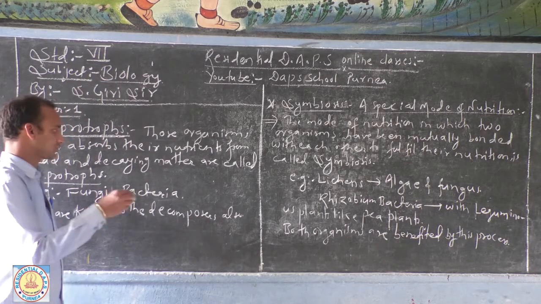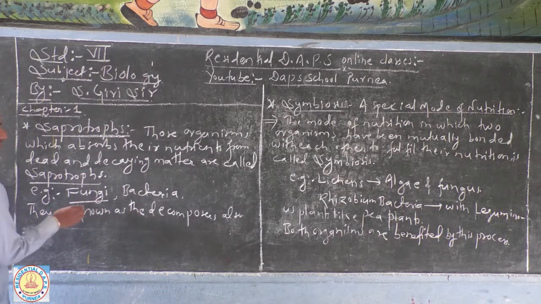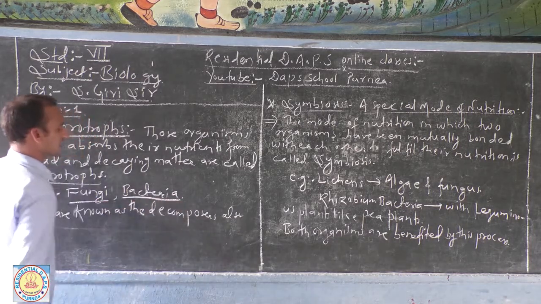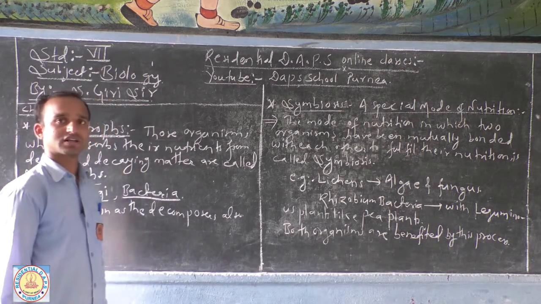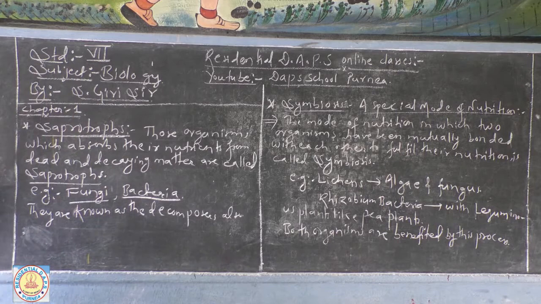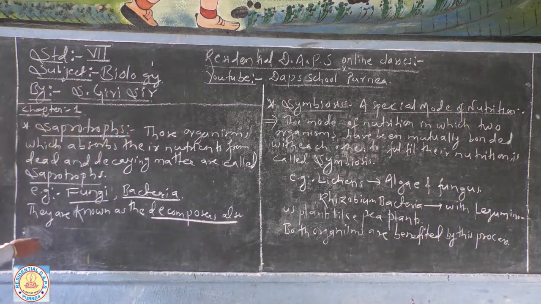They start to convert those dead bodies of plants and animals into simple form, and they use it as a source of nutrients, of food. For example, you can see the fungi and bacteria. They are the microorganisms which convert the dead plants and dead animals into a simpler form, and they satisfy their nutrition. So they are known as the decomposers of the ecosystem also.